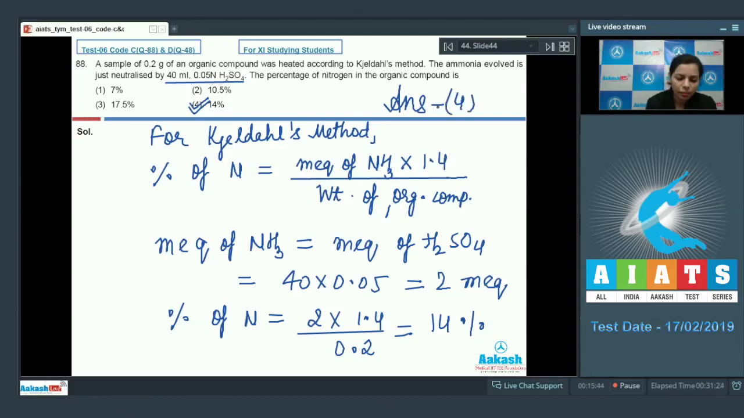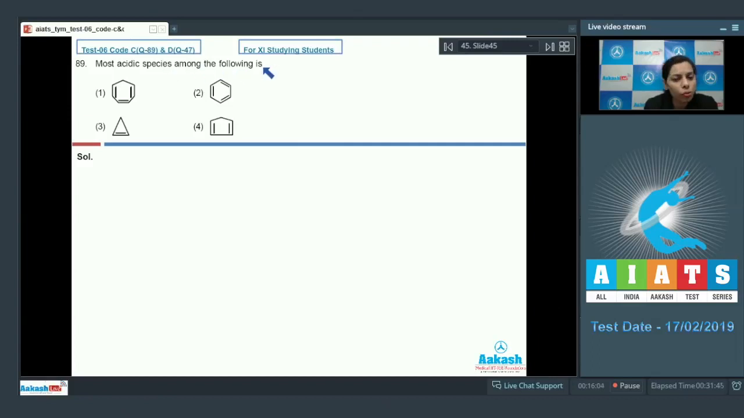Let's take question number 89. Most acidic species among the following is. Acidic species are those species which have the nature to lose H plus ion or the proton, and after loss of proton they form their conjugate base. If their conjugate base is stable, then definitely they have more acidic character. But if conjugate base is less stable, then in that case they will not show acidic nature. So if we talk about the species given in option 1, 2 and 3, here is the conjugate base that is formed, but that base is not stabilized. They will show less acidic character.